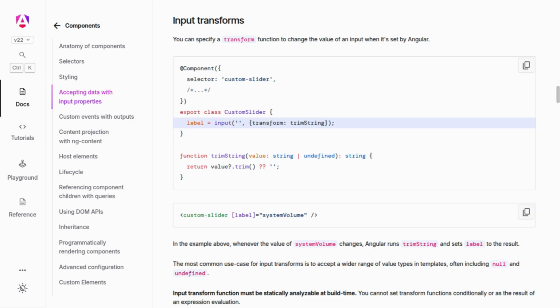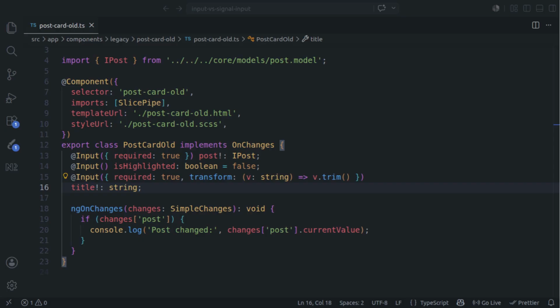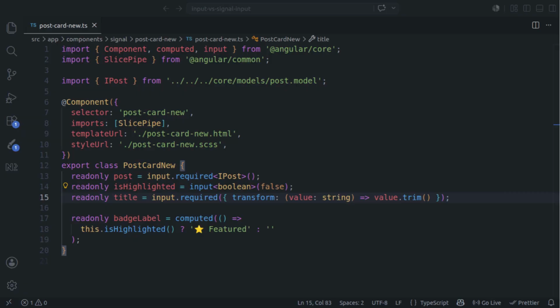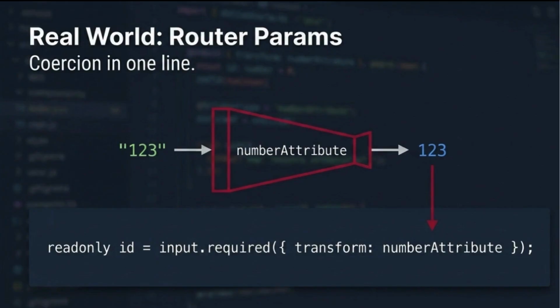Now both APIs support transforms, coercing incoming values before the component sees them. But the syntax tells a different story about readability. Now look at this transform case. Same result, but in the signal input, the name, the type, the default, and the transform are all in one declaration. Only one place to read, one place to change. This is especially useful when binding route params directly as component inputs. They are always strings from the router. This coerces them to numbers before your component ever touches them.